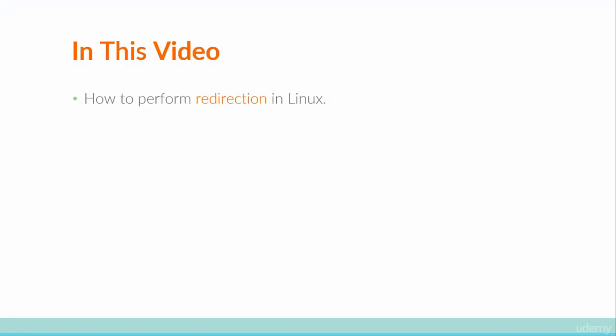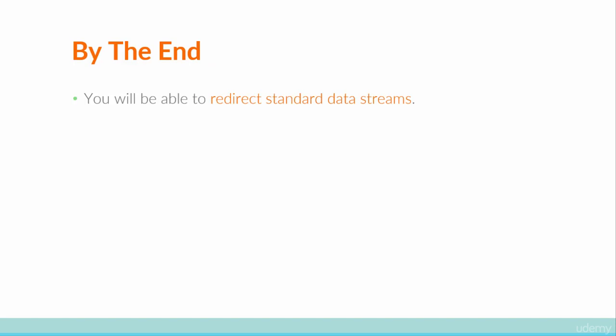So in this video, you're going to begin gaining superpowers by learning how to perform redirection in Linux, and later on, in the next few videos, we'll be covering piping. But by the end of this video, you'll be able to redirect standard input, standard output, and standard error to your heart's content, and you'll feel much more like a computer genius already. So let's go ahead and get right into it.